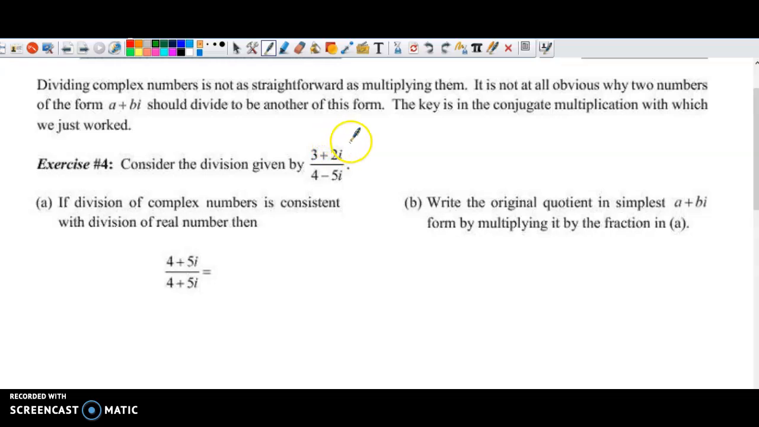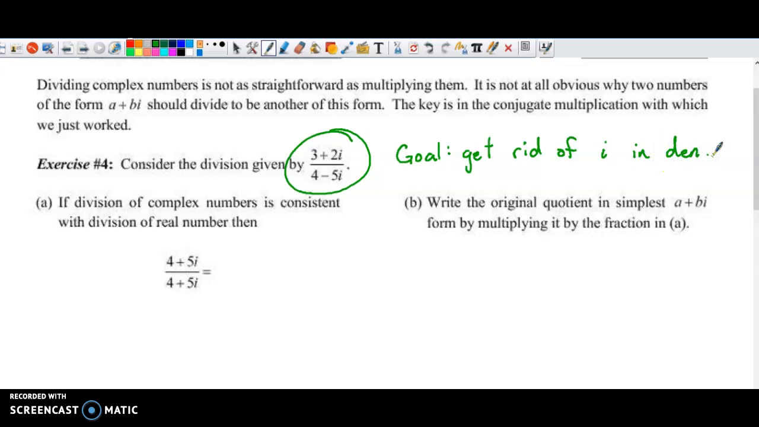So what we're doing is we're looking at this piece, 3 plus 2i over 4 minus 5i. And for some reason, I don't actually know quite the reason, math people don't typically like imaginaries in the denominator. So our goal is to get rid of the i in the denominator. I think it's an old school method, but we still ask you to learn it in Algebra 2.